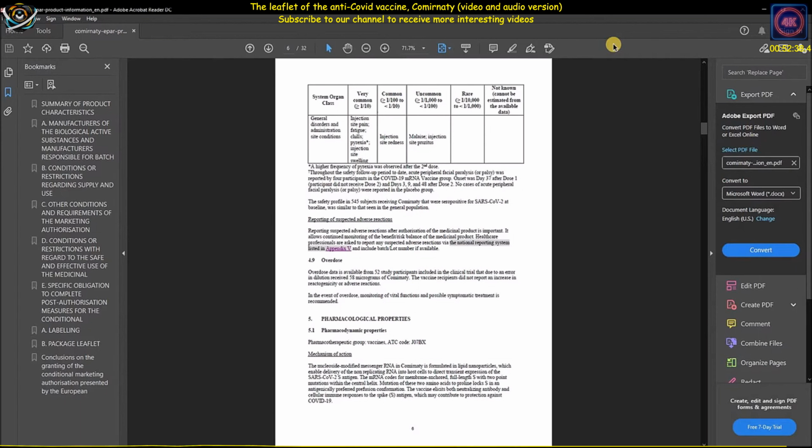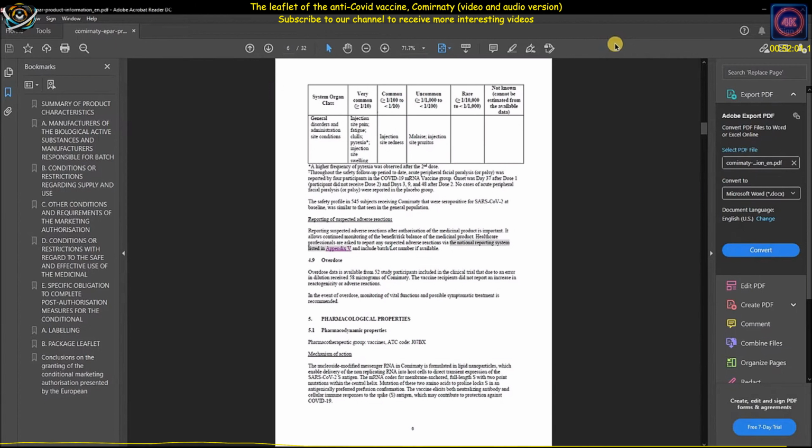Throughout the safety follow-up period to date, acute peripheral facial paralysis, or palsy, was reported by 4 participants in the COVID-19 mRNA vaccine group. Onset was day 37 after dose 1, participant did not receive dose 2, and days 3, 9, and 48 after dose 2. No cases of acute peripheral facial paralysis, or palsy, were reported in the placebo group. The safety profile in 545 subjects receiving Comirnaty that were seropositive for SARS-CoV-2 at baseline was similar to that seen in the general population.